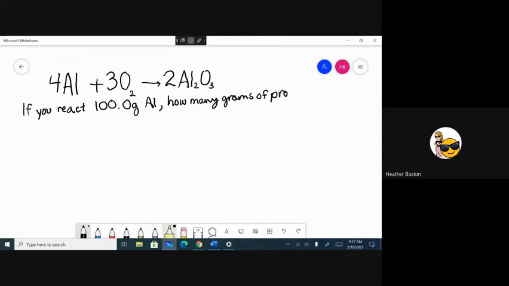There's only one product here, so if I say how many grams of product, I know I'm talking about aluminum oxide. So I'm going to do a BCA chart. Remember, B stands for before, C stands for change, A stands for after. In BCA charts, we always use moles. So I'll rewrite this down here so we don't get confused.